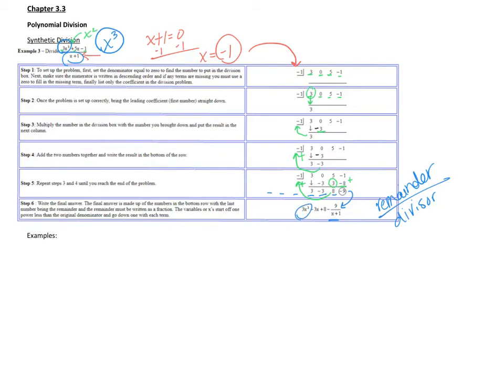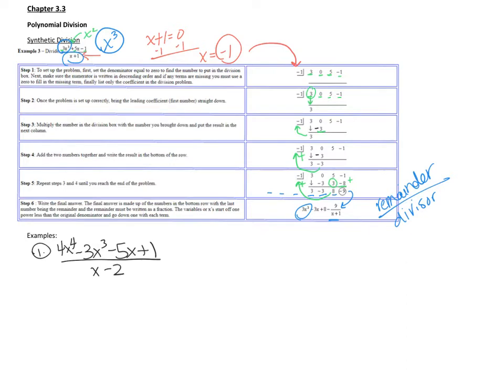Okay, so let's do a couple of these and make sure that we can kind of understand what's happening. So let's say the first one that we want to look at is we've got 4x to the 4th minus 3x cubed minus 5x plus 1. And we're going to divide that by x minus 2.